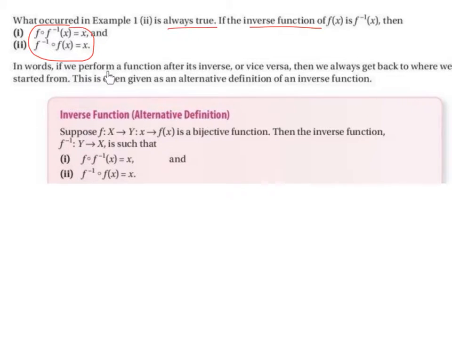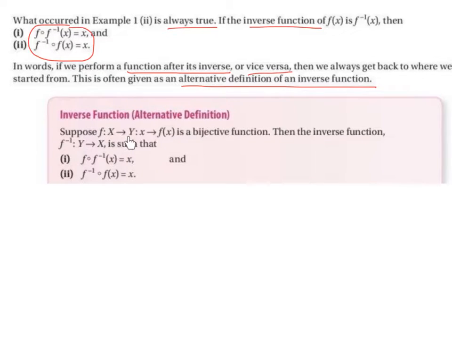In words, if we perform a function after its inverse, or vice versa, its inverse after its function, then we always get back to where we started from. We always get back to x. This is often given as an alternative definition of an inverse function.